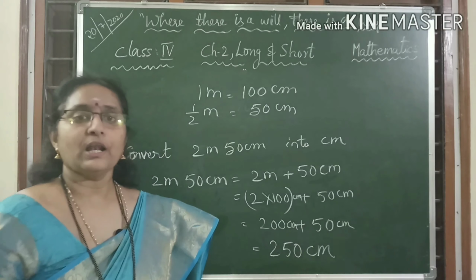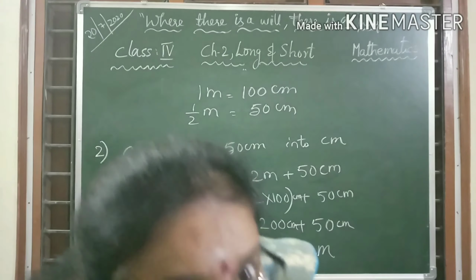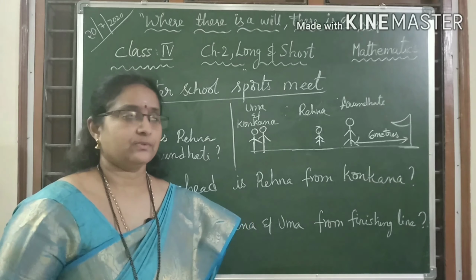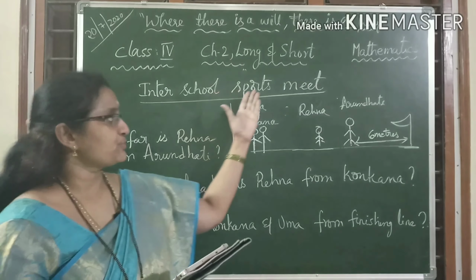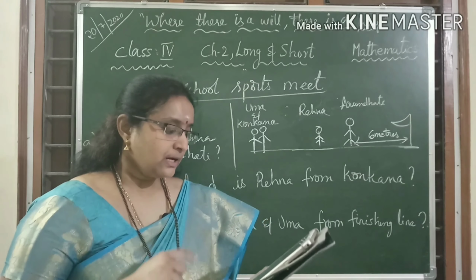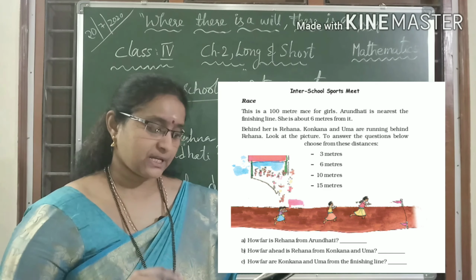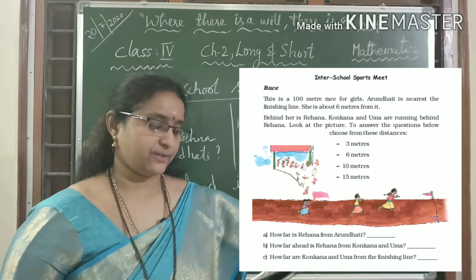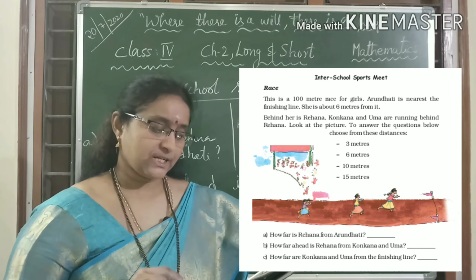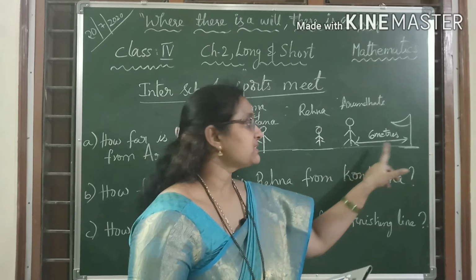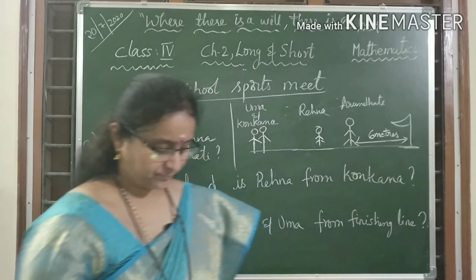Okay children, now all of you open your textbook, page number 16. There you have the inter-school sports meet. Just look at the textbook and read it. This is a 100-meter race for girls. Arundhati is nearest to the finishing line. She is about 6 meters from it. So, she is Arundhati. This is the finishing line. She is about 6 meters from the finishing line.